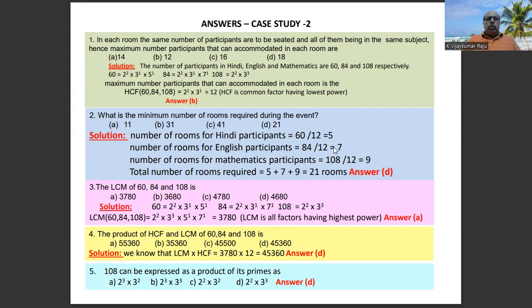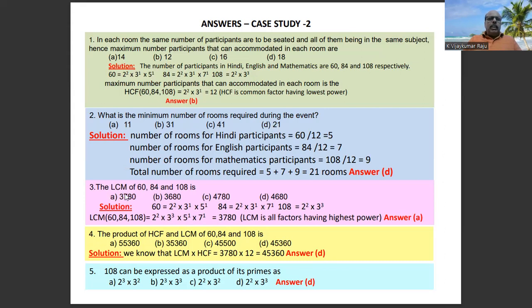So the total number of rooms you require is 5 plus 7 plus 9, which is 21 rooms. So totally you need 21 rooms to accommodate all the subject teachers. The number of teachers in each room is the same, and the subject in each room is also the same. So 21 rooms means option D is your answer.